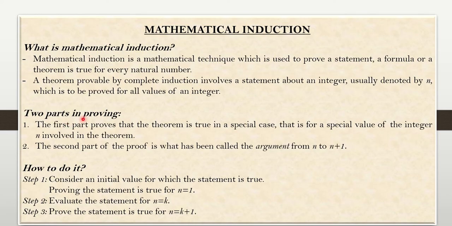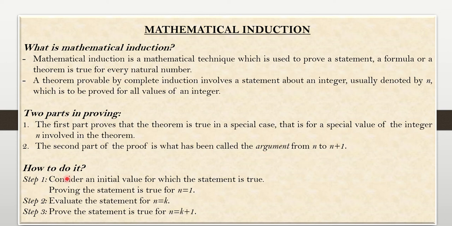There will be two parts in proving. The first part proves that the theorem is true in a special case, that is, for a special value of the integer n involved in the theorem. The second part of the proof is what has been called an argument from n to n plus 1.